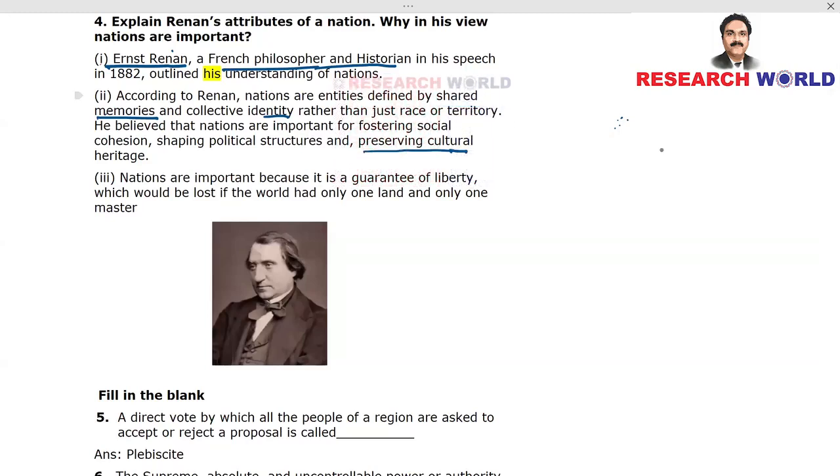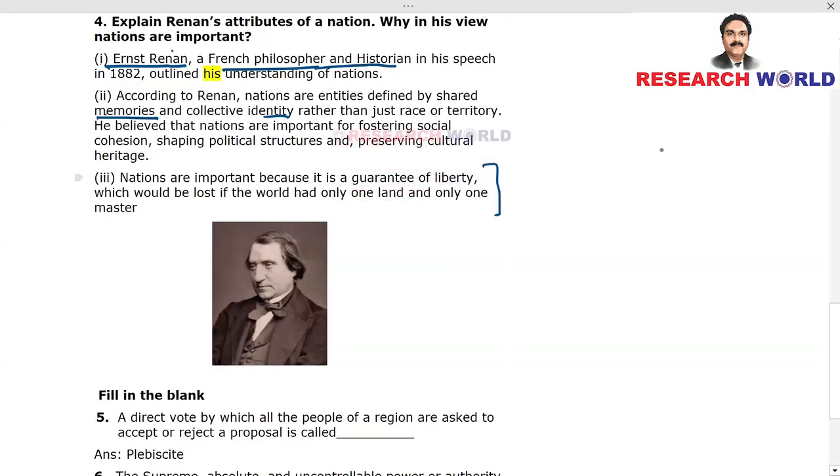So, the key idea of why you need a nation is that a nation is required for people to have social cohesion. They should be able to shape the political structures and they should preserve the cultural heritage which they are carrying. Okay, and the third point is nations are important because they are a guarantee of liberty, which would be lost if the world had only one land and only one master. Okay, you can't say that the whole world is just one country and this country will be ruled by just one person, like this emperor concept.